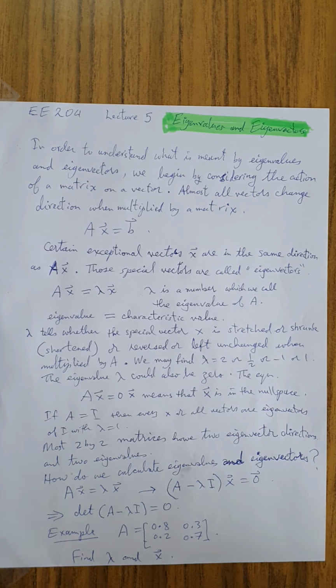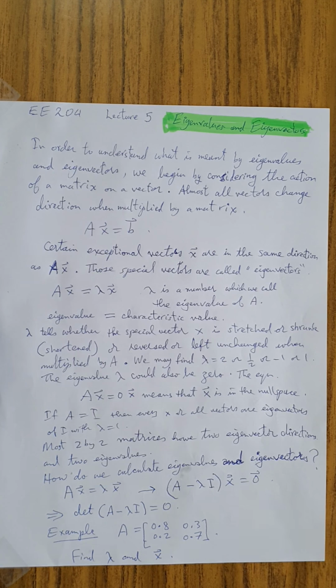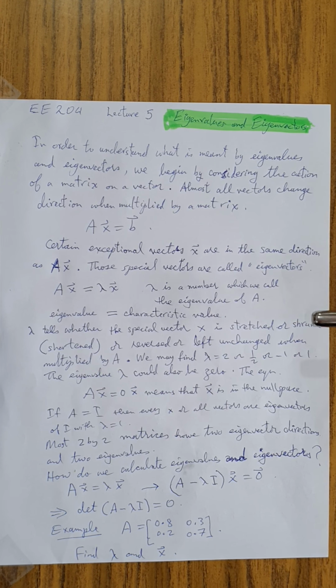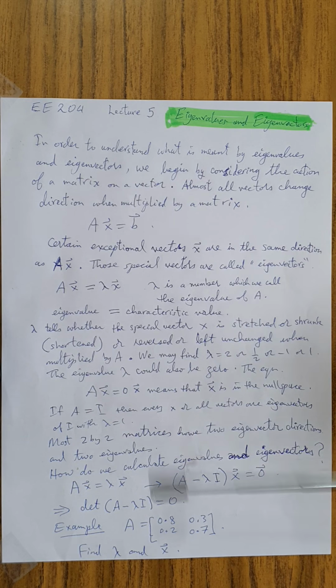So Ax becomes lambda x. Lambda is a number which we call the eigenvalue of A. The word eigenvalue is derived from the German root eigen, which means characteristic. So eigenvalue is a characteristic value of the matrix.